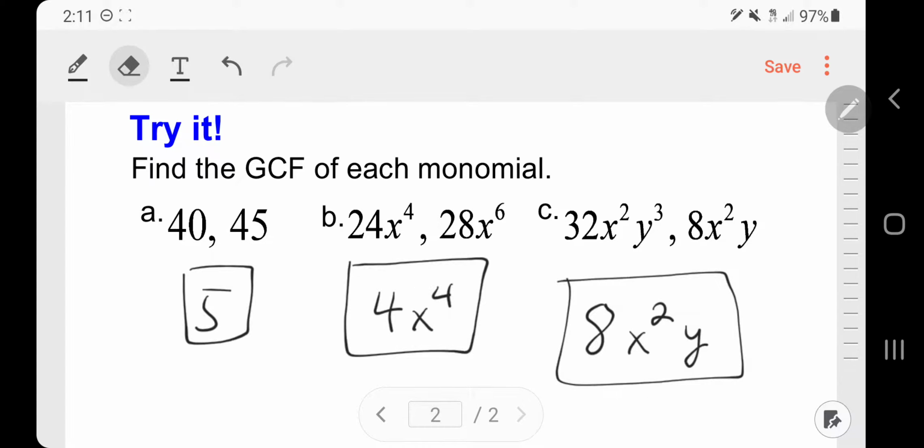All right, so again, to find that GCF, you are looking for the largest number that both of your coefficients can be divided by, and then you're looking for the lowest value of your exponent that both of your terms would have in common.